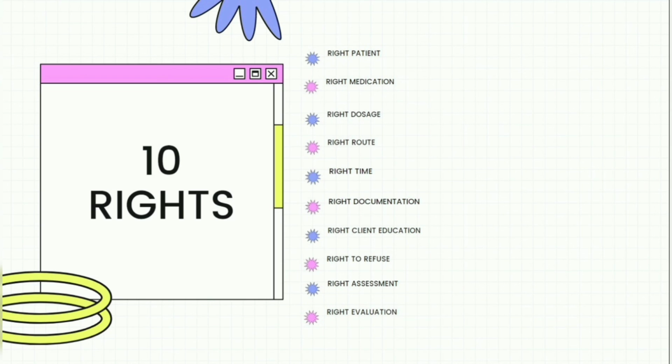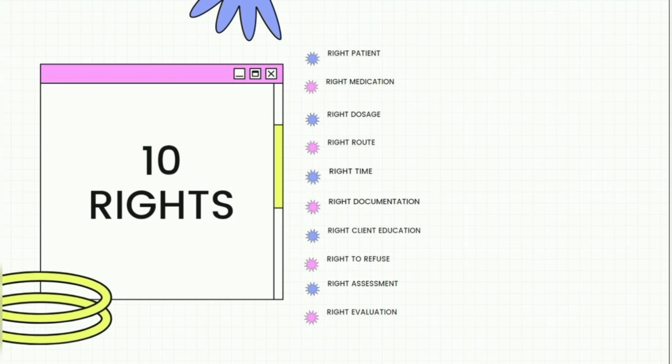Next is the right documentation. Ensure you have signed for the medication after it has been administered. Ensure the medication is prescribed correctly with the start and end date if appropriate. Documentation communicates the what, why, and how of clinical care delivered to the patients. These records allow other clinicians to understand the patient's history so they can continue to provide the best possible treatment for each individual. Next is the right client education.